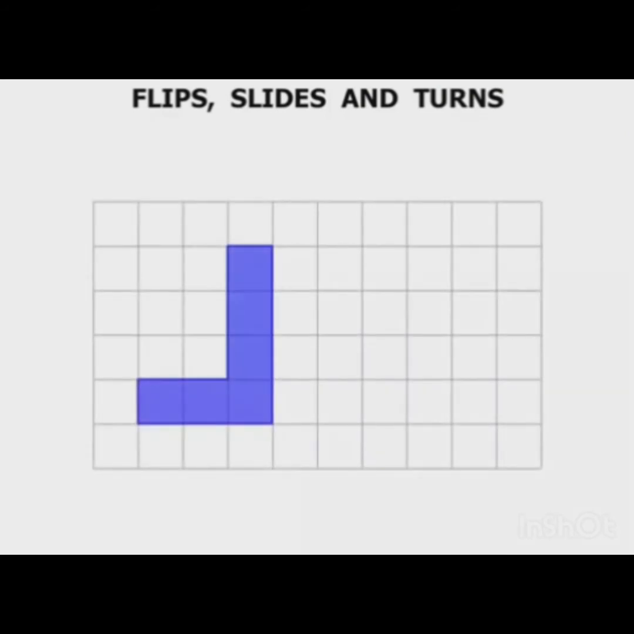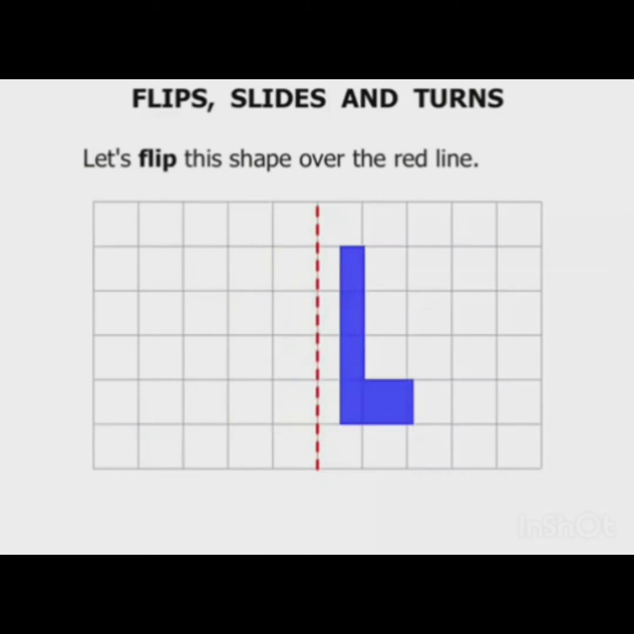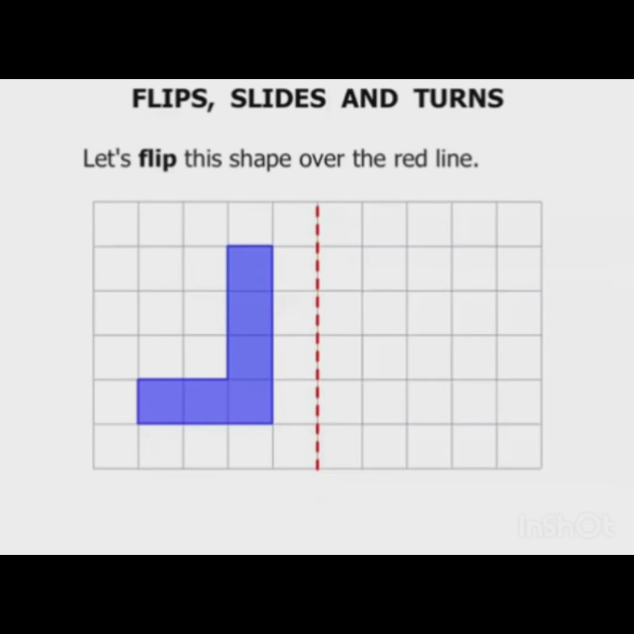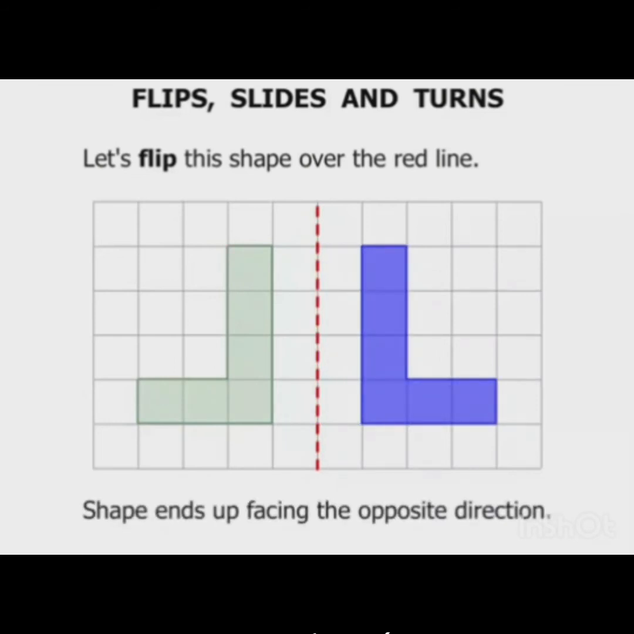In this lesson, we do some work on flips, slides, and turns. We've got a shape there on the grid. We're going to flip this shape over the red line. Let's see what happens. Right, so it's been flipped over. Let's put it back at its starting point. This time we'll do it again. We'll leave an impression of its starting point. We can see that the shape ends up facing the opposite direction. That's what happens when we have a flip involved.